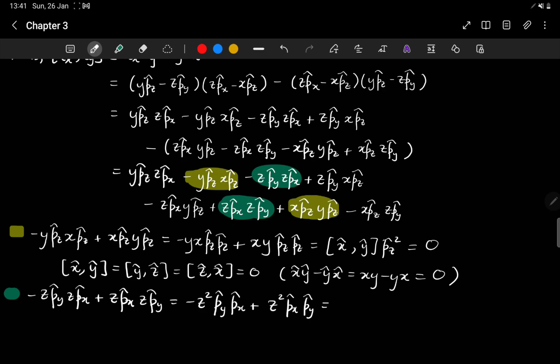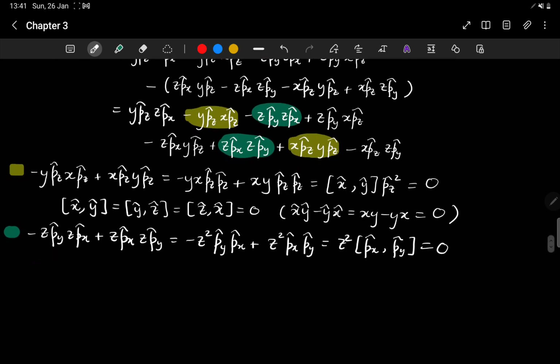And this you can easily now recognize from the definition of commutator. This is z squared times px py commutator, and this also is 0. And if I were to write down all these components, just like the components of the position operator, the commutator is 0. Similarly, the commutator of the components of the momentum operator, they are also 0.